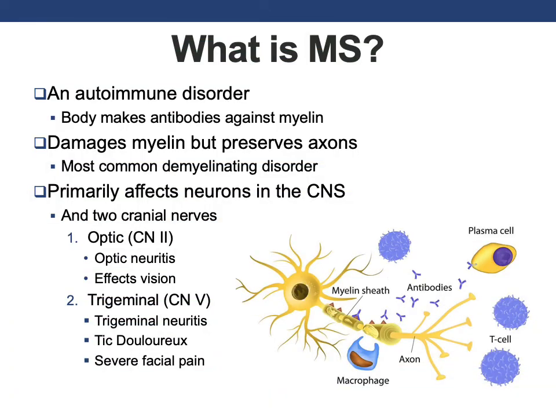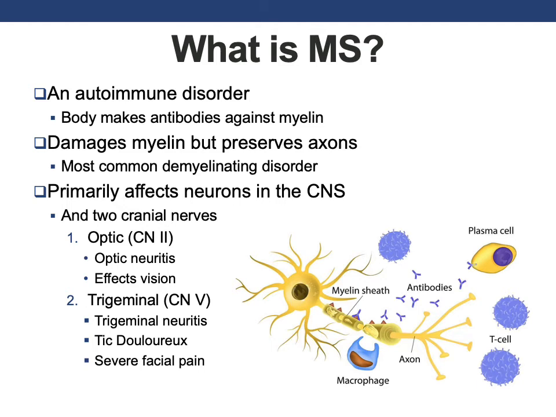What is MS? Multiple sclerosis is an autoimmune disorder. The body begins to make antibodies against myelin. This condition damages myelin but preserves the axon. It is considered the most common demyelinating disorder.